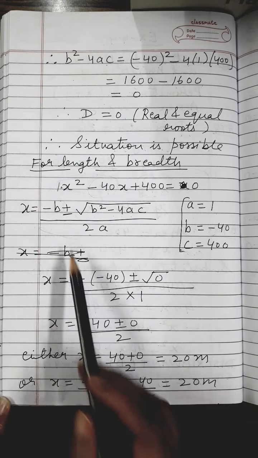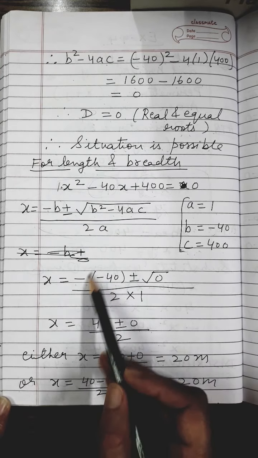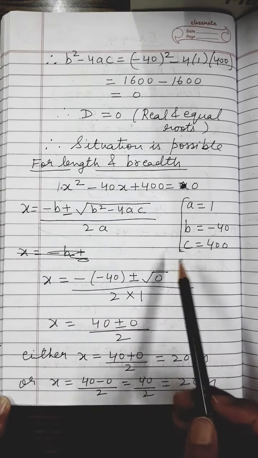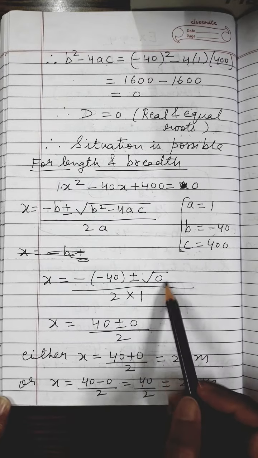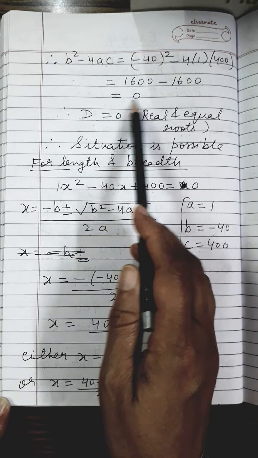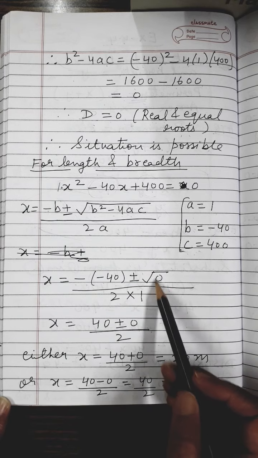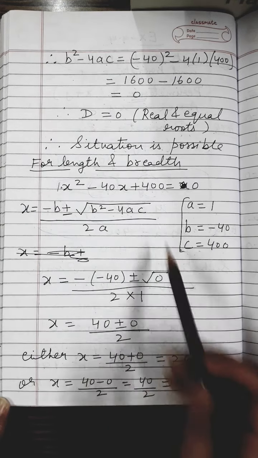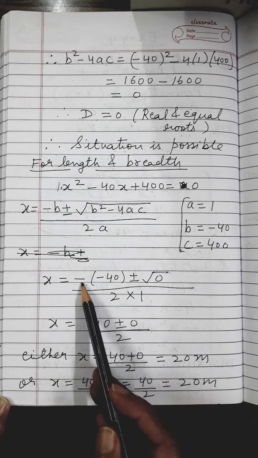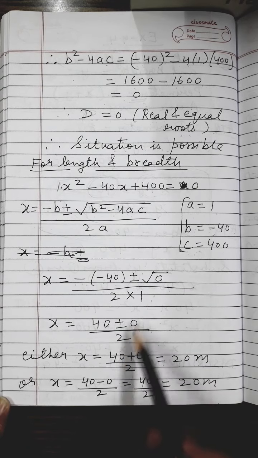So you will get x equals to minus minus, this minus is for the formula, and the value of b is minus 40, so put it in a bracket, plus minus root of b square minus 4ac. There is no need to solve b square minus 4ac again because I have already obtained the value. We have already calculated it as 0. So I can directly write b square minus 4ac equal to 0 here, under the root sign, divided by 2 into a, 2 into 1. Next step, minus into minus becomes plus. Plus minus, root of 0 is 0. Divide by 2 into 1, which gives you 2.